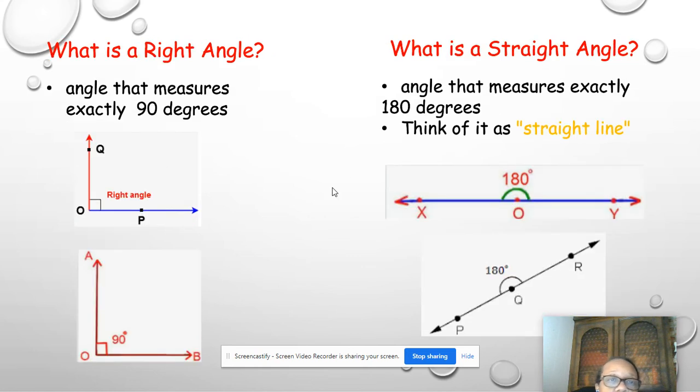And the last two are the right and straight angle. The right angle is L-shaped, and you would know it's a right angle by this little box. This little box most of the time will be there, or the 90 degrees will be there. And then the straight angle, just think of a straight line. That's 180 degrees. It could be like this, it could be like that. It's still 180 degrees.